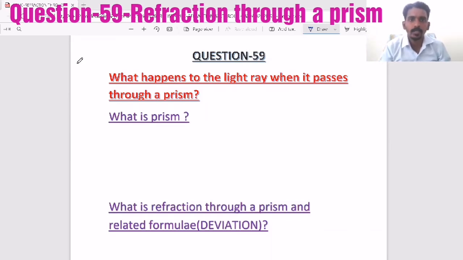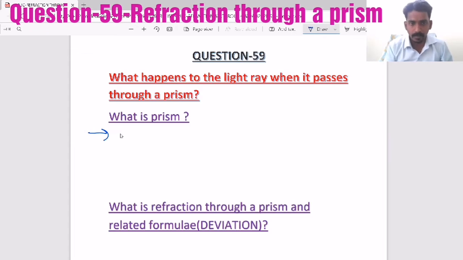Today we are going to study about the refraction through a prism. It's all about prism. Now let's try to understand each and everything that is important related to the prism. Now the very first thing is, what is prism?